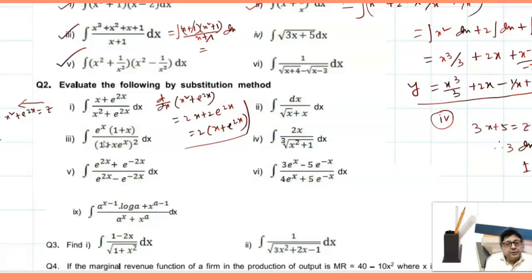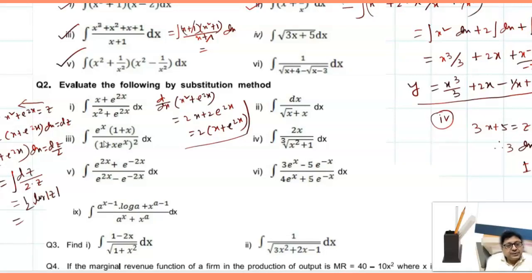So if you differentiate 2 into x plus e to the power 2x dx, it is going to be equal to dz. So x plus e to the power 2x dx will be dz by 2. So I is equal to what? dz by 2z. Its integration, you know, is half log of mod z. Input the value of z there, it is done.